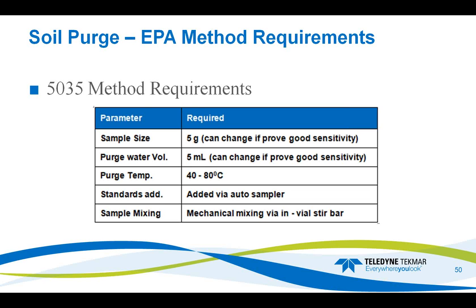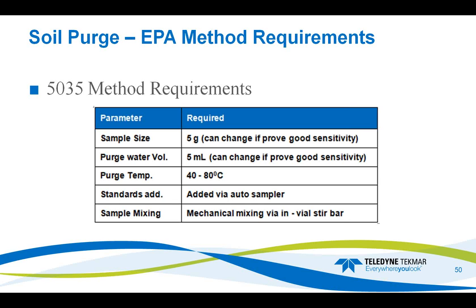Purge water volume, so the amount of water we're adding to that soil sample, is set at 5 mL. Again, we can change that if we can prove either it's necessary to get the type of sensitivity we need or that we can still get good sensitivity after reducing it. The big concern here is making sure that we add enough moisture that our needle can go down into that water column. It needs to be submerged so that we're actually purging.